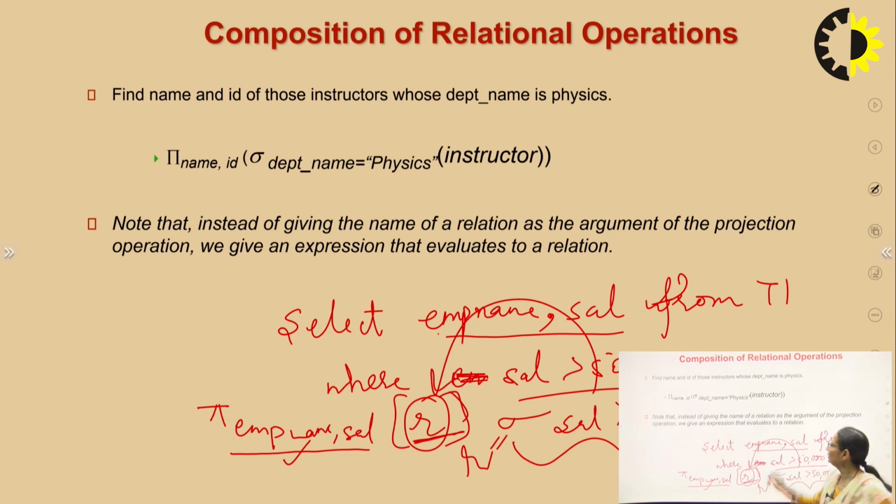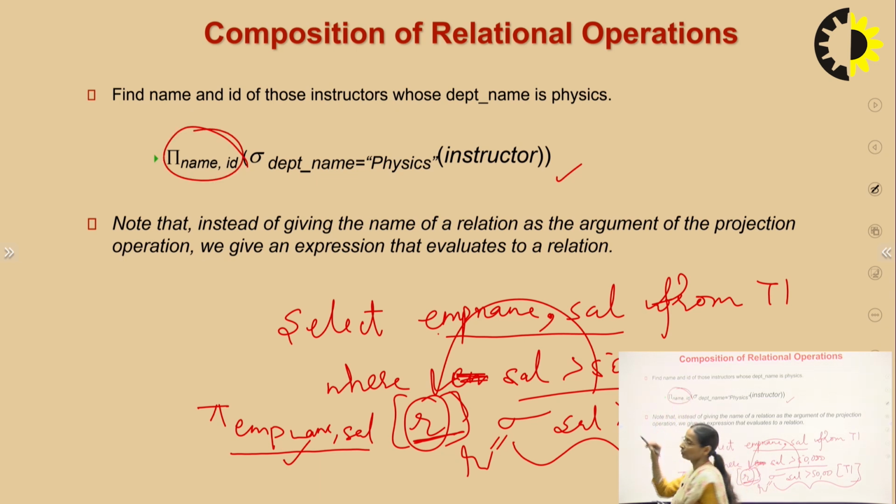Another example: find name and ID of those instructors whose department name is physics. Again, we don't need all the attributes, so the projection is required. And there is a condition, a where clause, where we are only selecting a few rows on the basis of some condition. So we have used the sigma operator.